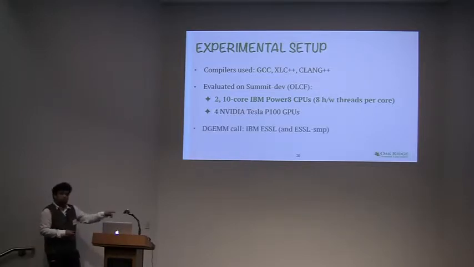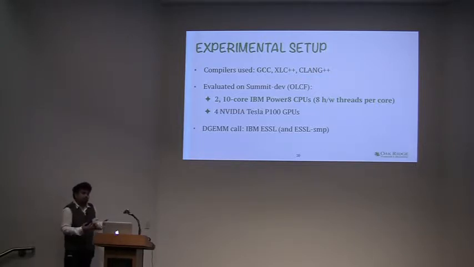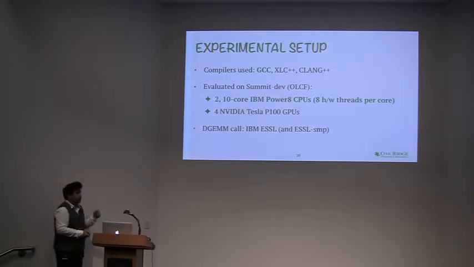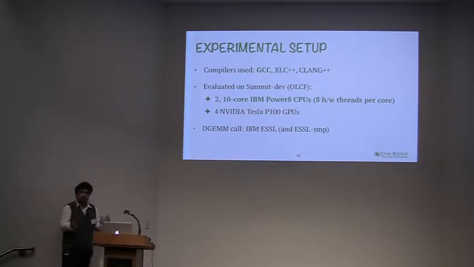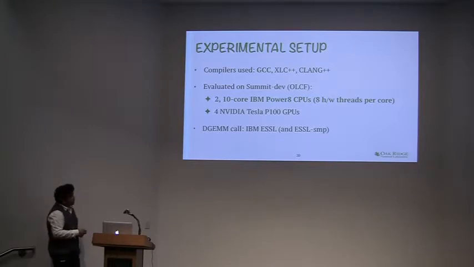And the DGEMM, the actual matrix multiplication, is done using IBM's ESSL, and we also tried a threaded version, the ESSL SMP. IBM does say that you have to use XLC when you're using ESSL, otherwise they don't say whether it works or not, but it gives us the same performance.